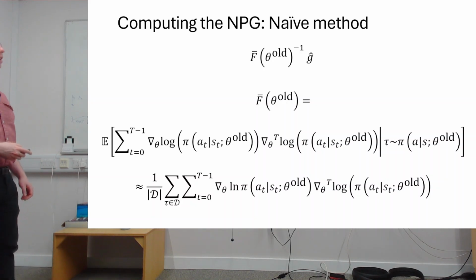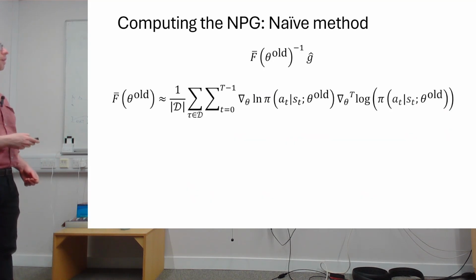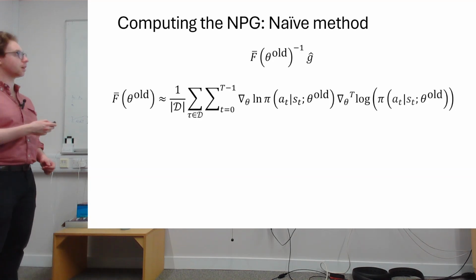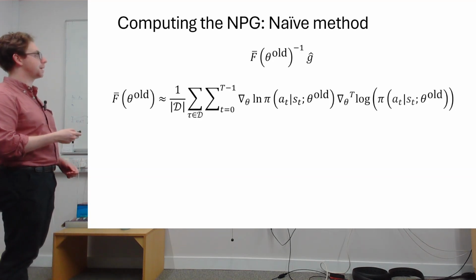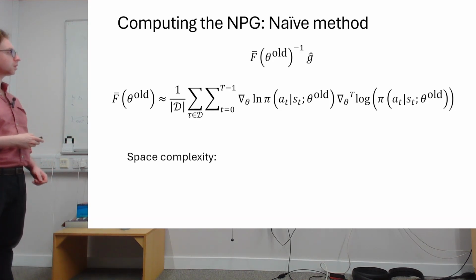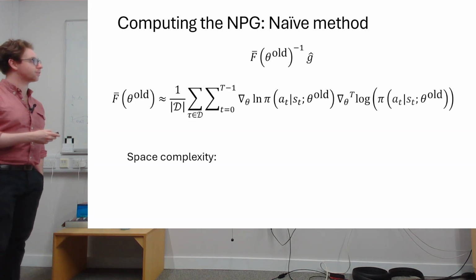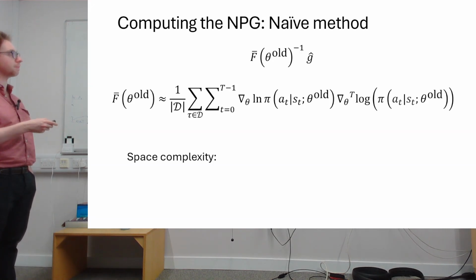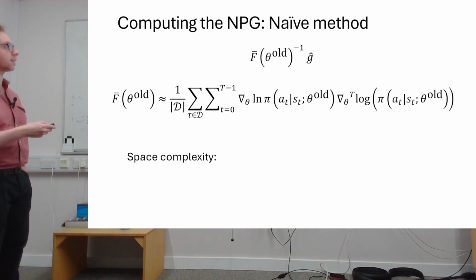Cool, great. So this is a somewhat efficient way to compute this Fisher information matrix, because I'm already computing these vectors. And if I'm already computing these vectors, what I need to do is take outer products, sum, and then average. So I have this approximation for F bar theta old, and the naive method just goes, well, let's take this approximation, invert it, and then apply it to this vector. So if I form this matrix using this method, I then invert the matrix and then apply it to the vector.